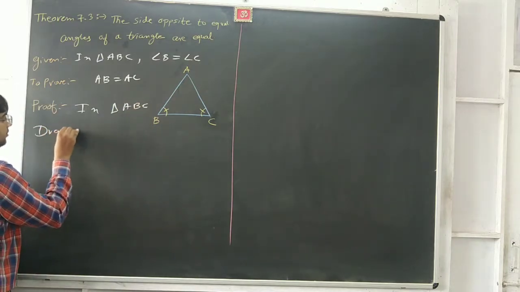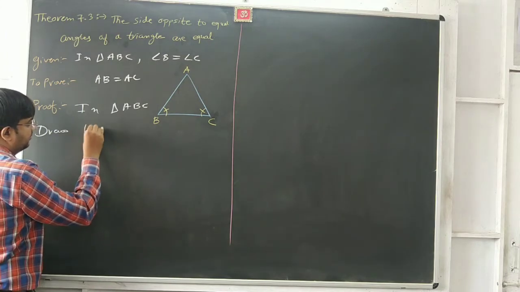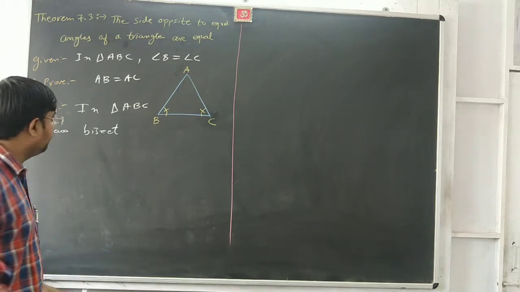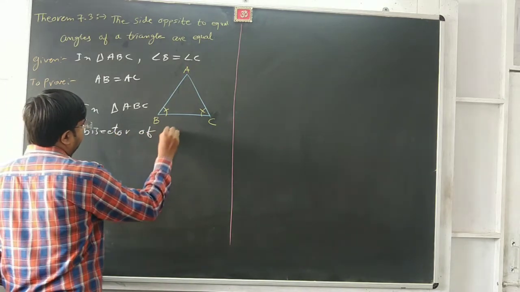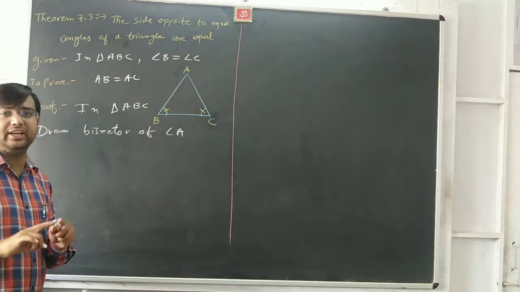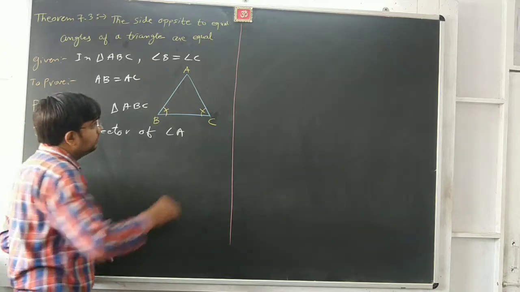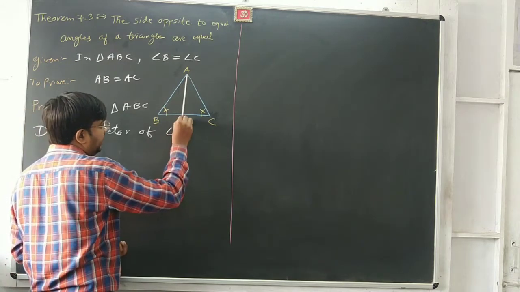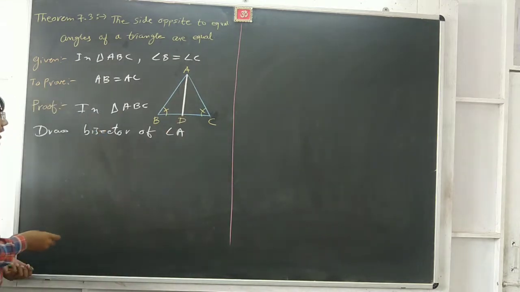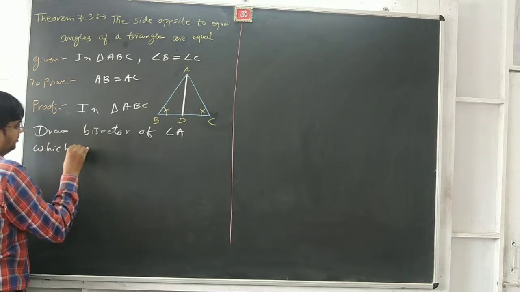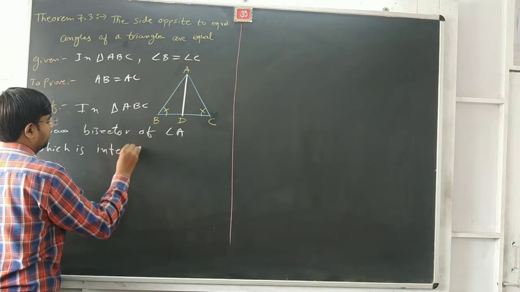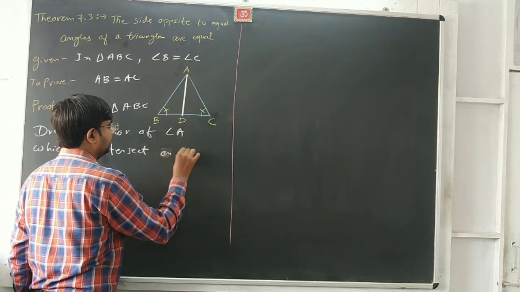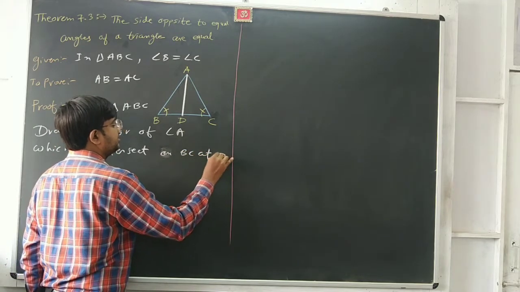Draw the bisector of angle A. Bisector of angle A. I can draw the bisector of angle A, and this line AD intersects BC at point D.